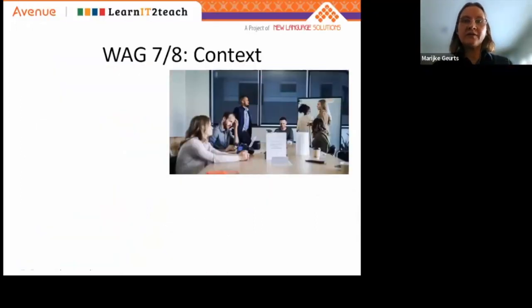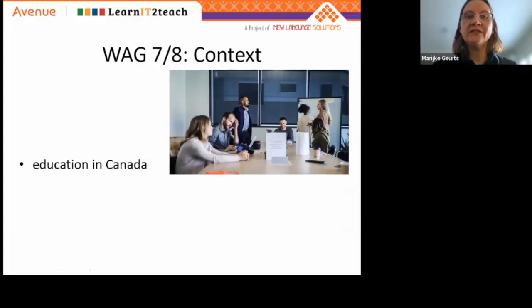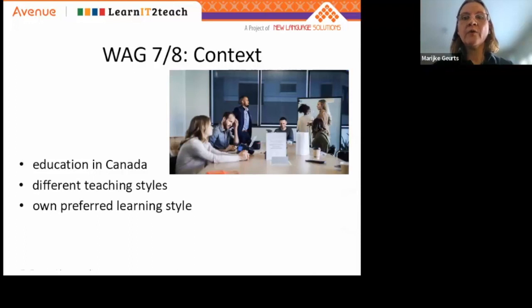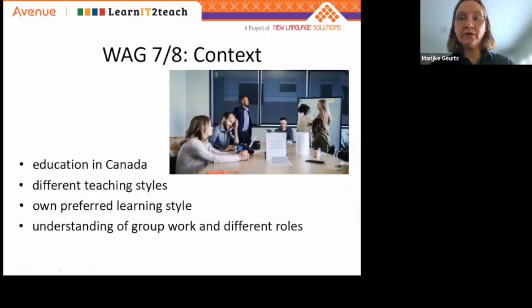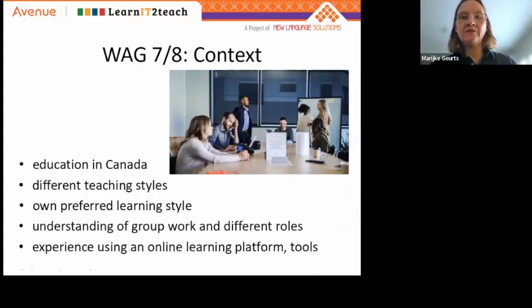So learners will be most successful in this module if they meet some of these prerequisites. And you can build this context when you introduce the module to the class and ask learners to share some of their experiences in a class discussion. It helps if learners have an understanding of the different levels of education in Canada, some awareness of cultural differences in teaching styles, and an awareness of their own preferred learning style. Learners should also have a basic understanding of group work and different roles in the group. And having some experience using an online learning platform such as Avenue and awareness that there are many different online apps and tools is also beneficial. We think that this module is not a good fit for learners with low computer literacy skills.